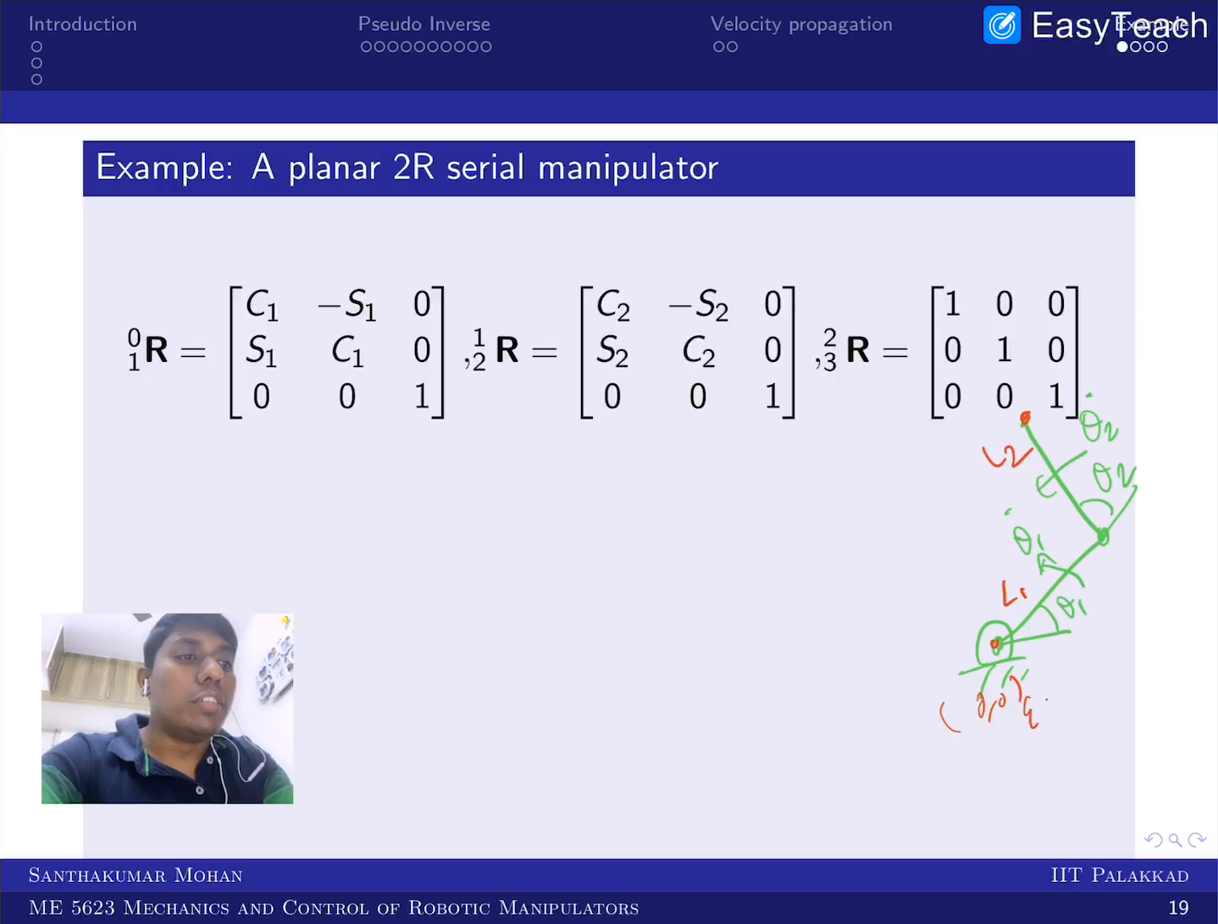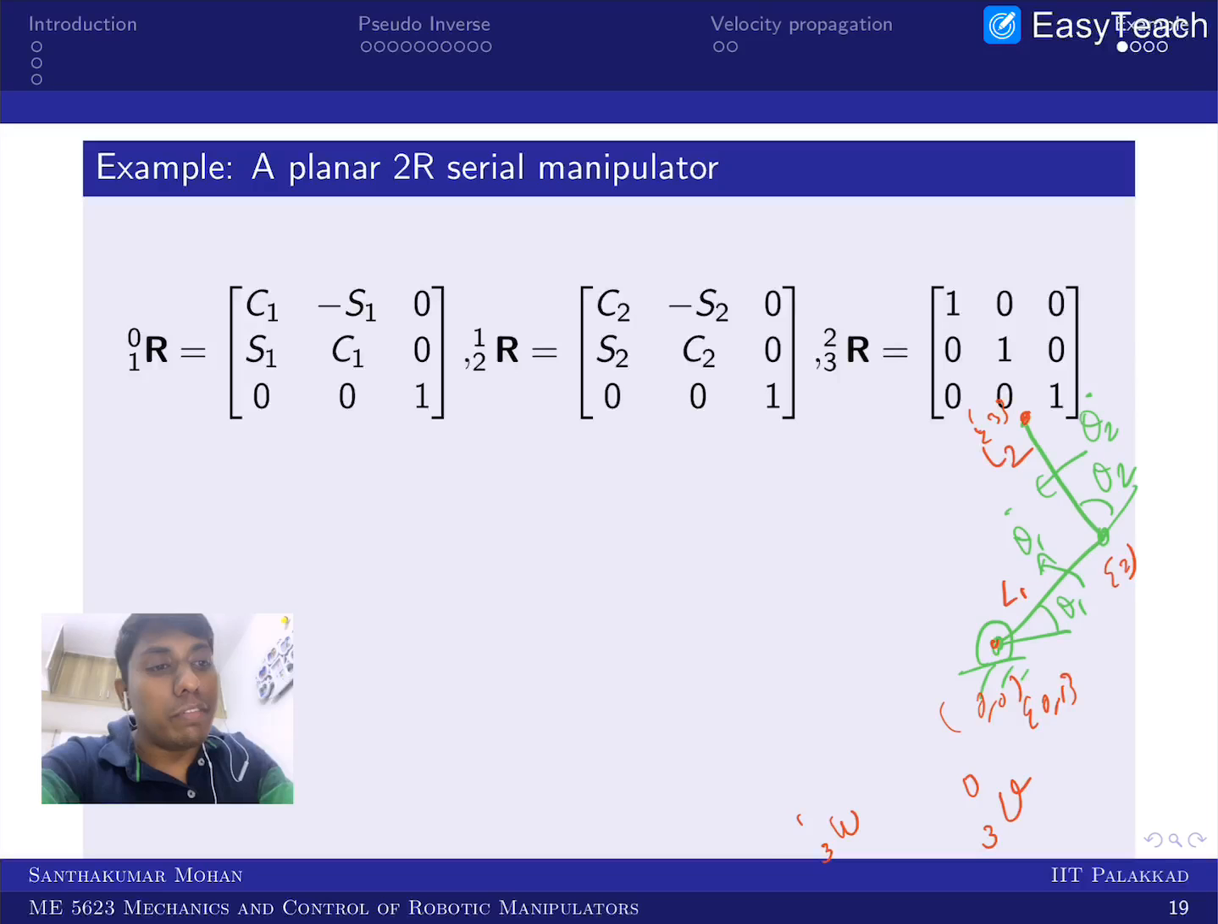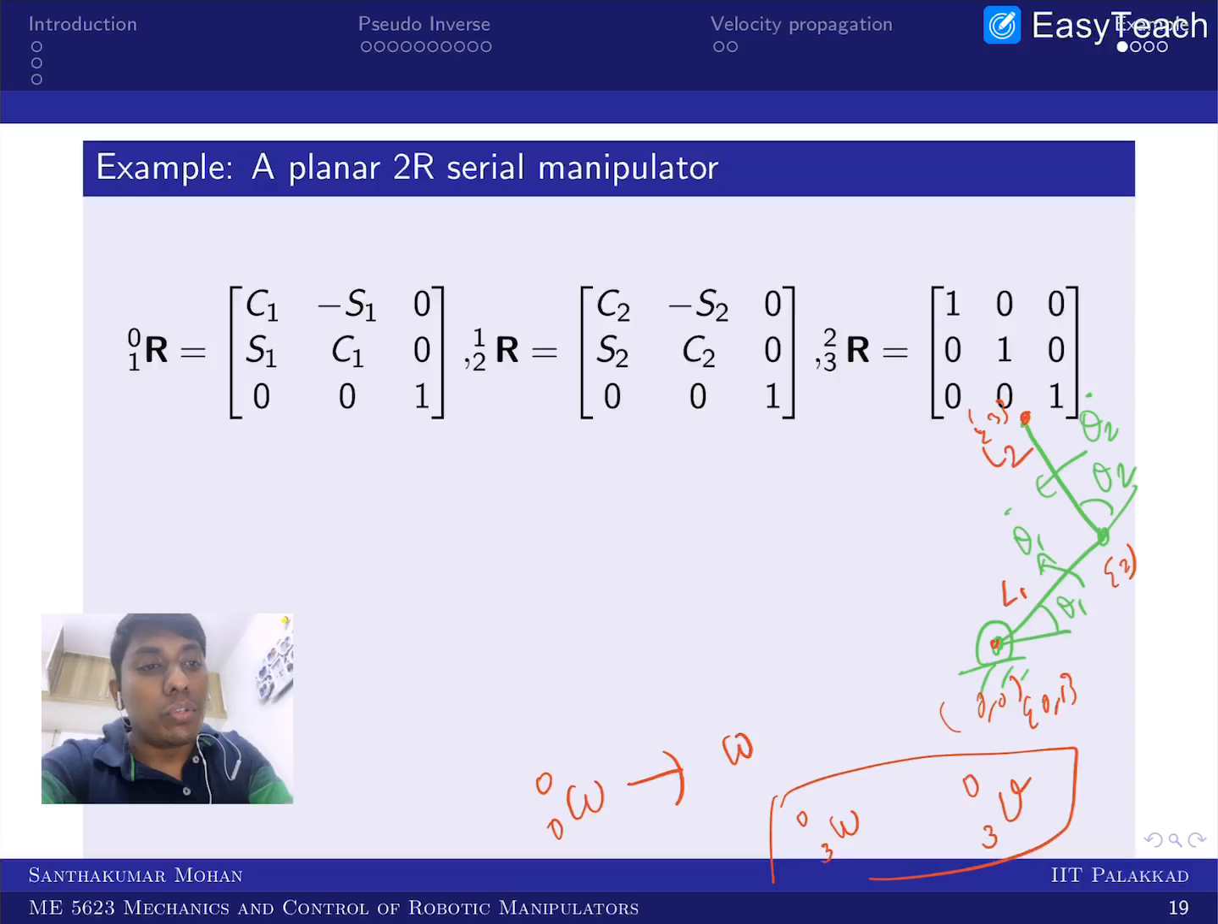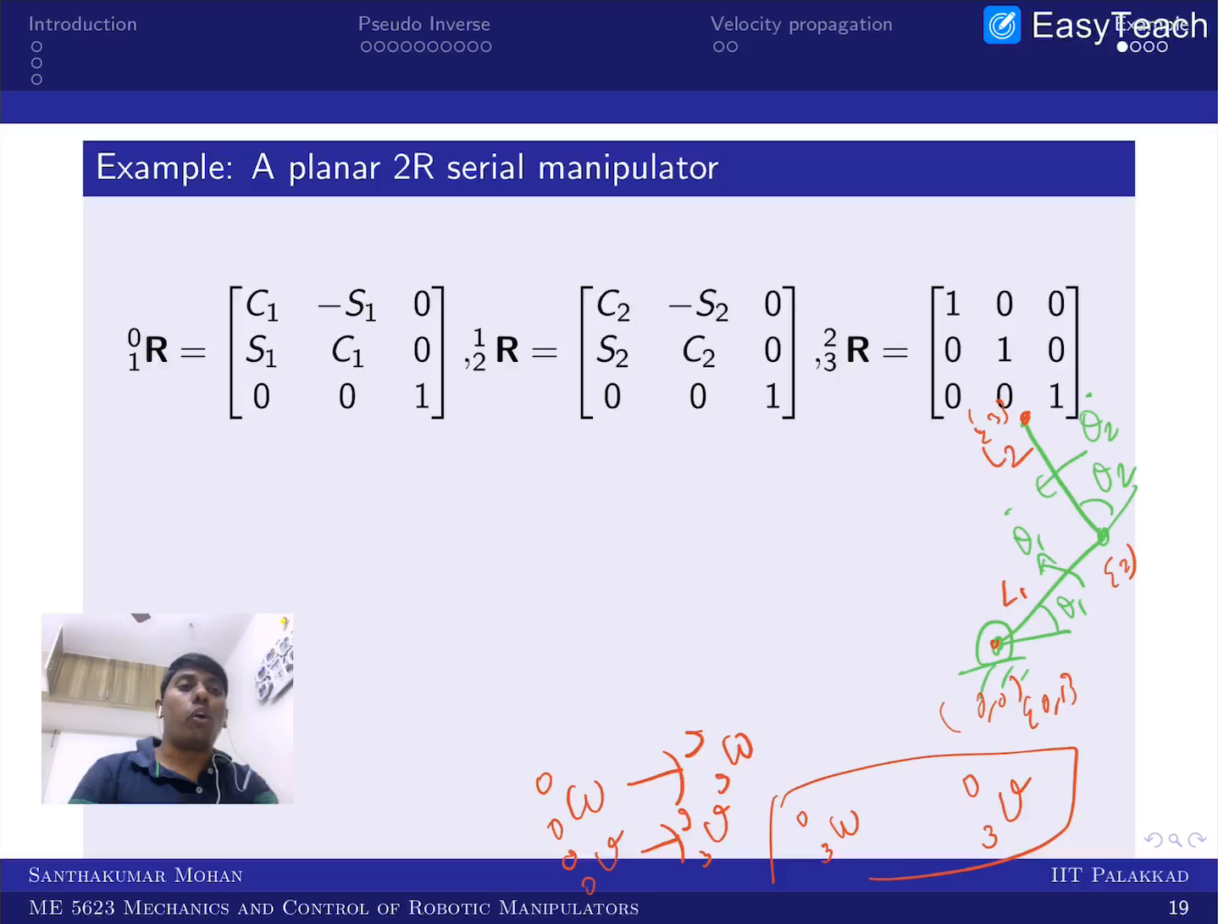Okay, so now this is frame 0, this is 1, this is 2, and this is 3. I am interested to see what would happen to the linear velocity of 3 with respect to 0, and what would be the angular velocity of 3 with respect to 0. This is what I am interested in, in the sense of what I am trying to see: omega 0, 3 and v 0, 3, you can say omega 3, 3 and v 3, 3. I am trying to find out all the sequence.